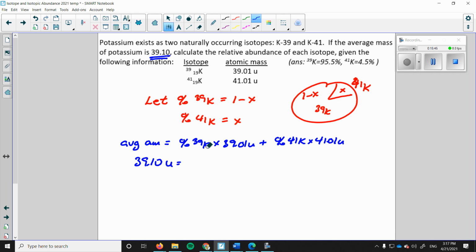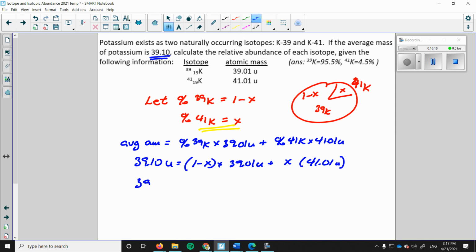And remember this percentage of potassium 39? I'm going to put in 1 minus X over here times 39.01 u. And this percentage of potassium 41 is just X. So you're going to have X times 41.01 atomic mass units. So what we're going to do is solve for X, and that's going to tell me how much of this potassium 41 that I have. So it's just a basic matter of going through here with math.